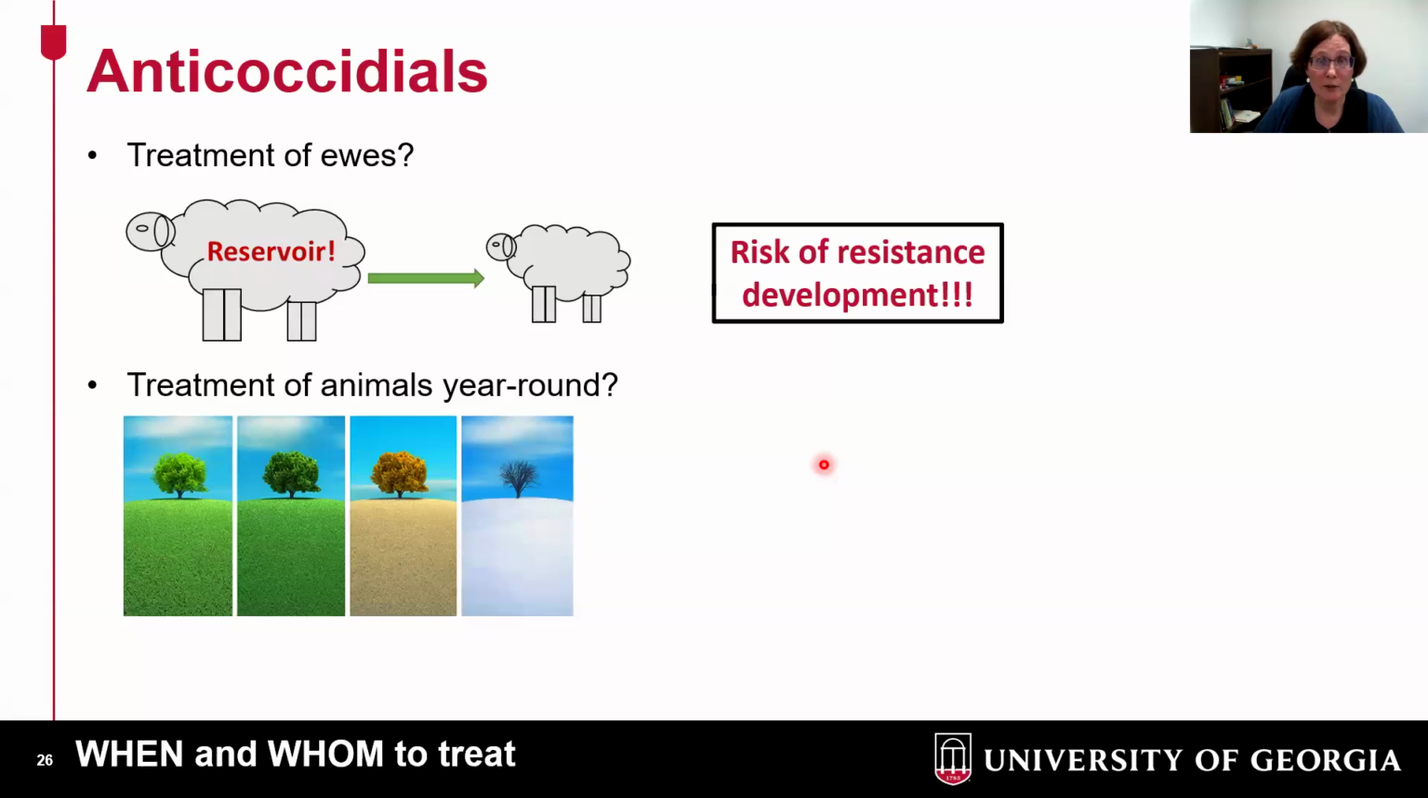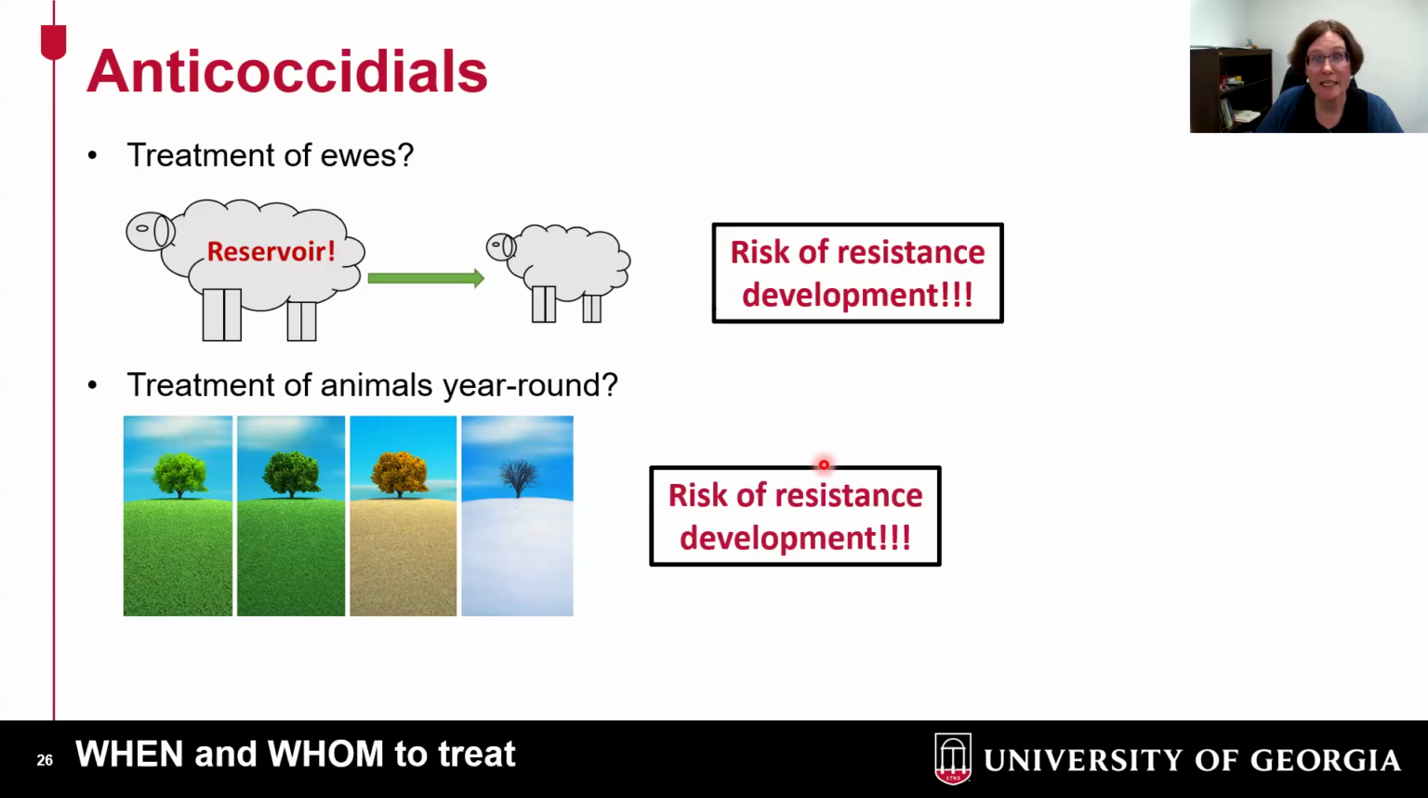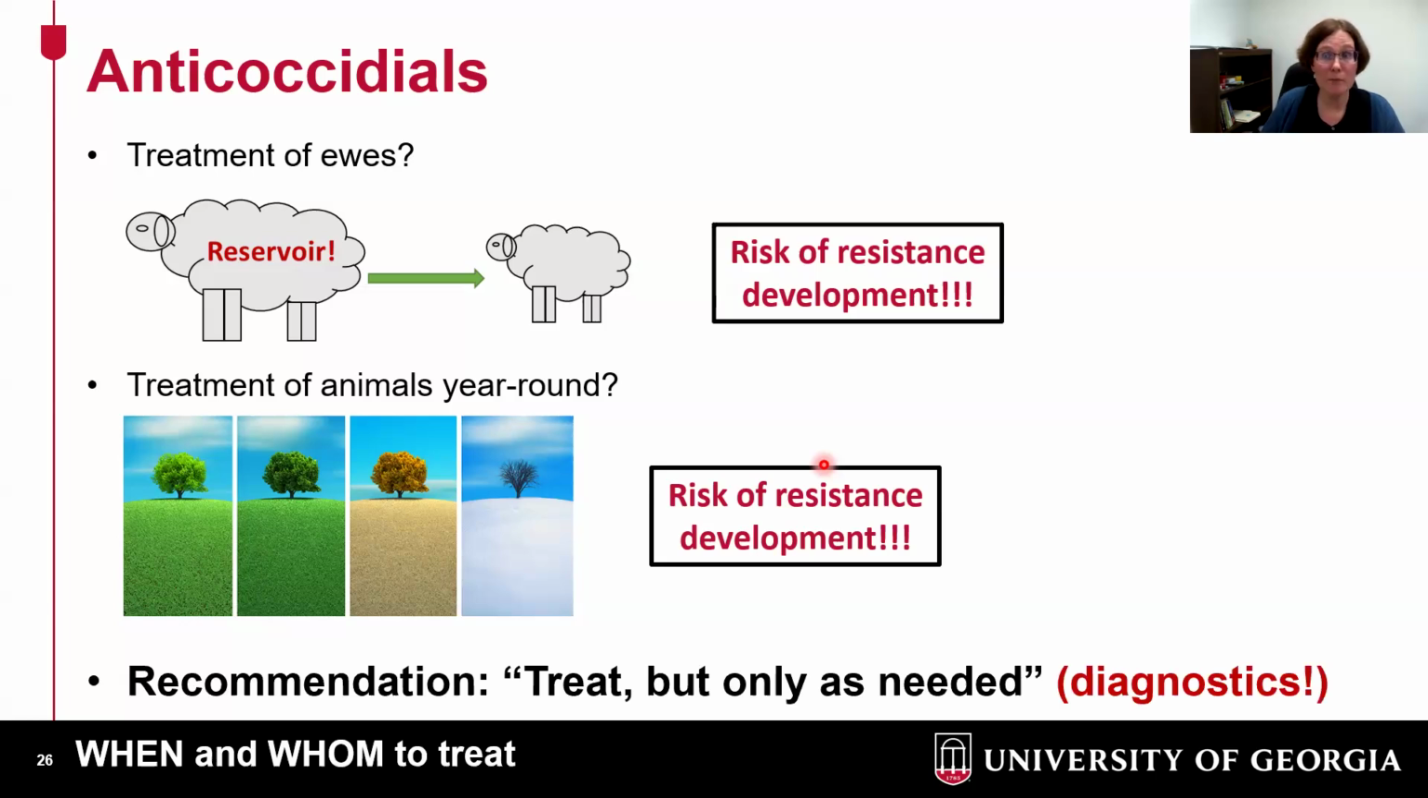Should we treat year-round so we prevent that sort of spike in the lambing season or kidding season? Again, that is not recommended because of the risk of resistance development. So you want to have the coccidia in touch with the anticoccidial drugs as little as possible. So you want to use it as you need it, but not go above that. So this is where diagnostics can come in handy to make sure you have a targeted timing.